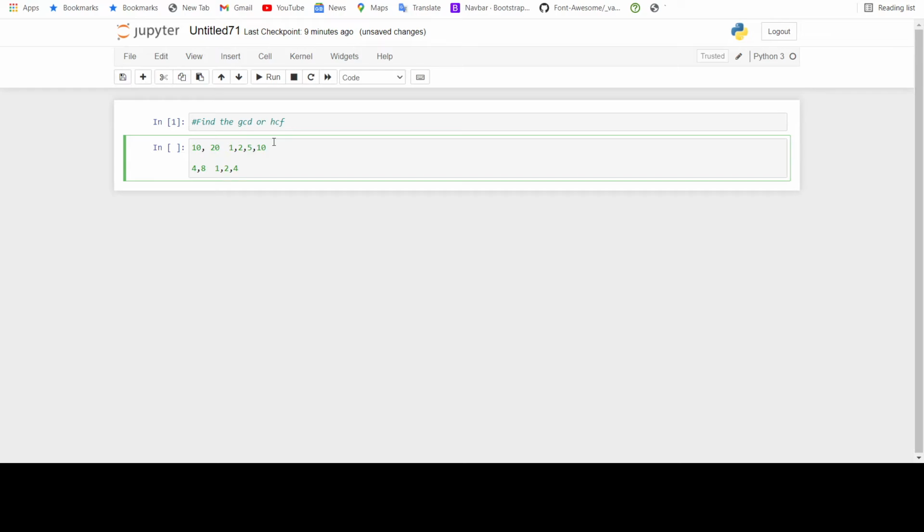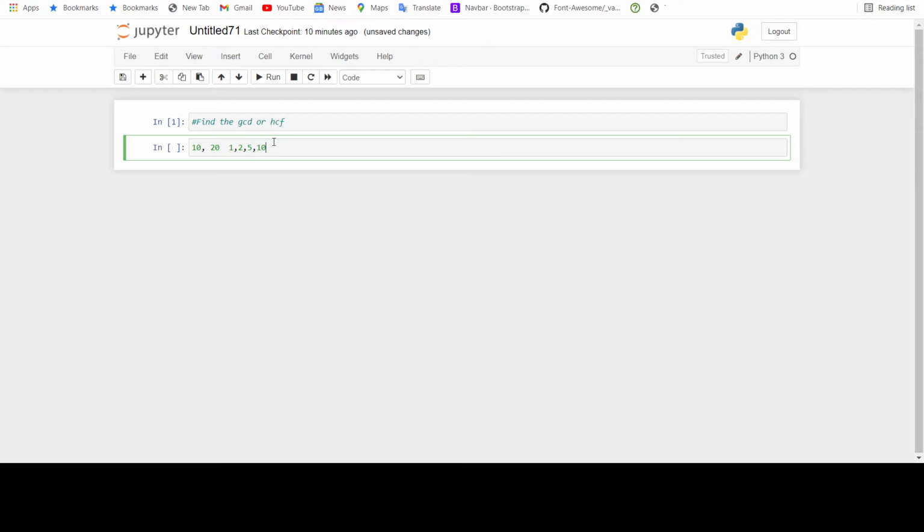You can take multiple numbers, but here we are going to take only two numbers. With these two numbers, we are going to check which is the highest factor, or greatest common divisor. Let's start. I'm going to create a user defined function for this. Def GCD, and I need to give two input numbers.